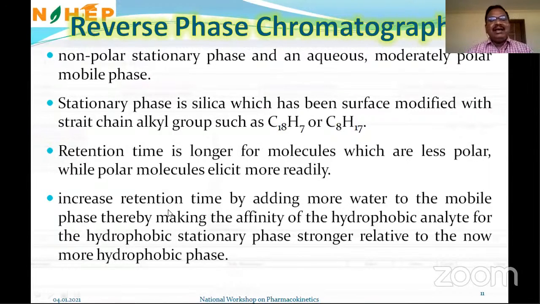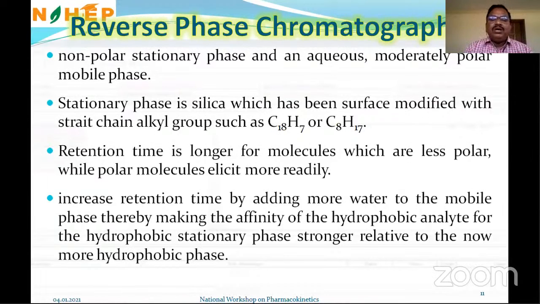So you can increase retention time by adding more water to the mobile phase, thereby making the affinity of the hydrophobic analytes for the hydrophobic stationary phase stronger relative to the now more hydrophilic mobile phase. So in a sample, if polar and non-polar substances are present and you increase the water level, non-polar substances will bind to the column, whereas polar substances move along with the mobile phase.